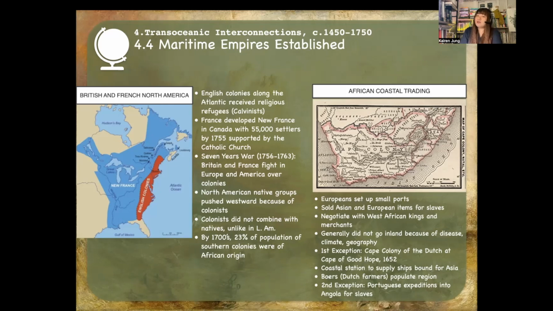When it comes to African coastal trading, we see that Europeans set up small ports, and they sold Asian and European items for slaves in Africa. They would negotiate with West African kings and merchants. Generally, they did not go inland because of the disease, the climate, and the geography, but the first exception was the Cape Colony of the Dutch at the Cape of Good Hope in 1652. This was a coastal station to supply ships bound for Asia, and the Boers, the Dutch farmers, populated the region. The second exception was when the Portuguese launched expeditions into Angola for slaves.